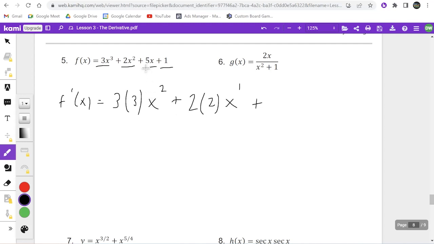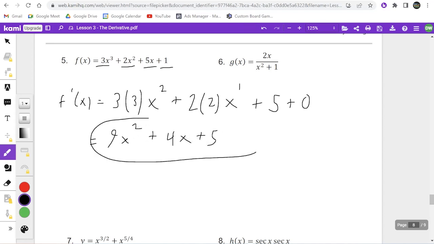Next is plus the derivative of 5x. That's just a coefficient rule. Derivative of 5x is 5. And then plus the derivative of 1, so plus 0. Derivative of 1 is 0. So simplifying my final answer, 3 times 3 is 9, 9x squared, plus 2 times 2 is 4, 4x, plus 5, and there's your derivative.